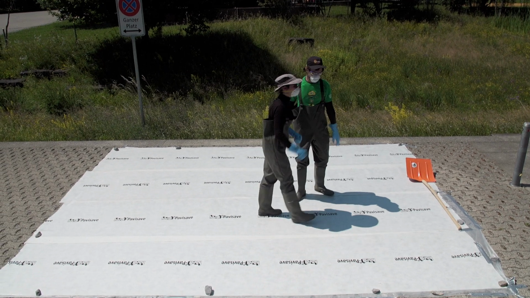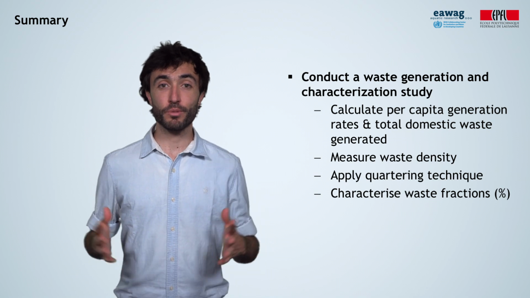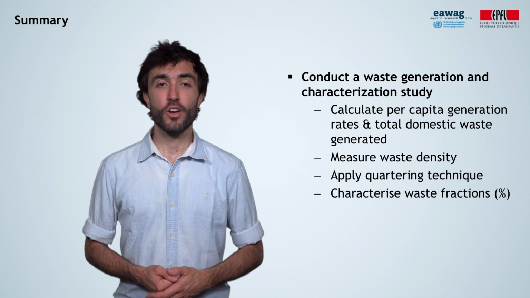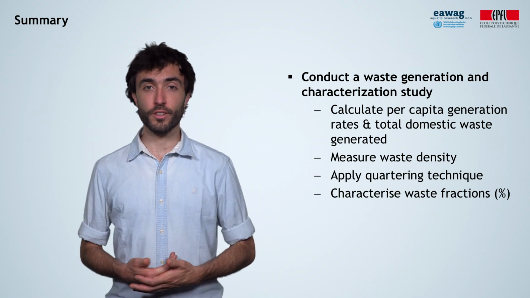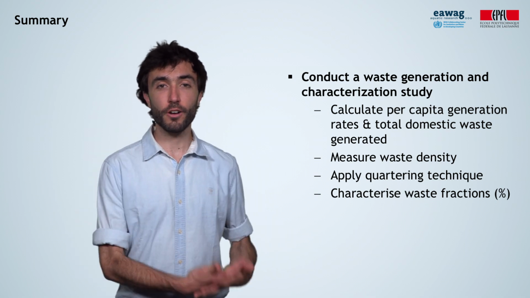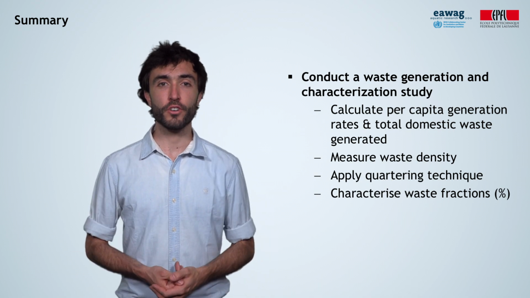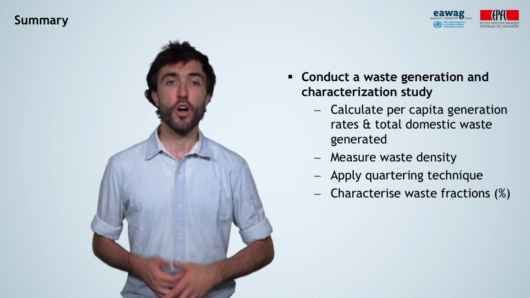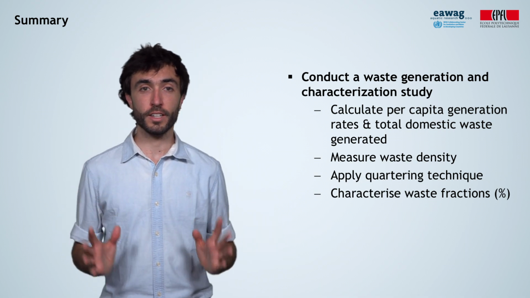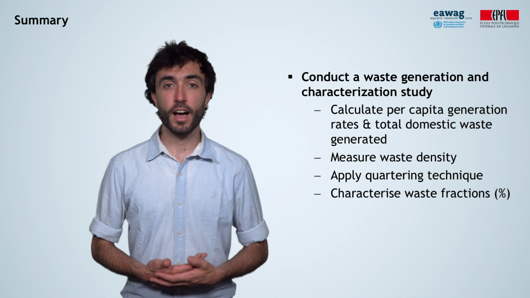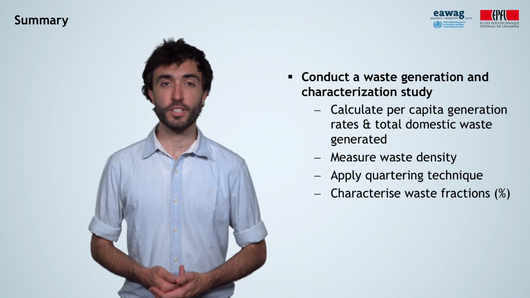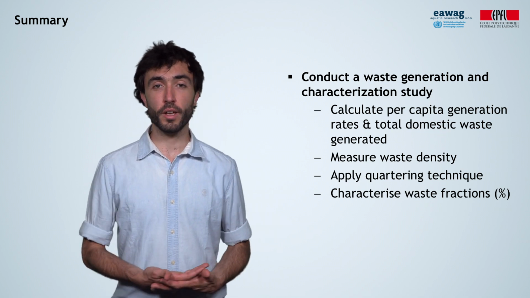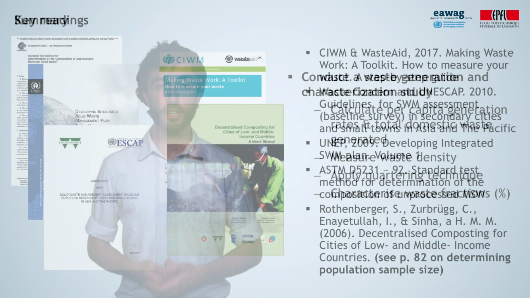And that's it. In this module, we went through the steps of a waste generation and characterization study, or waste audit. We first saw how to collect the waste, weigh it, and how to calculate the per capita average generation rates as well as the total generation rate. We then looked at how to calculate the density of the waste and finally how to conduct a characterization study.